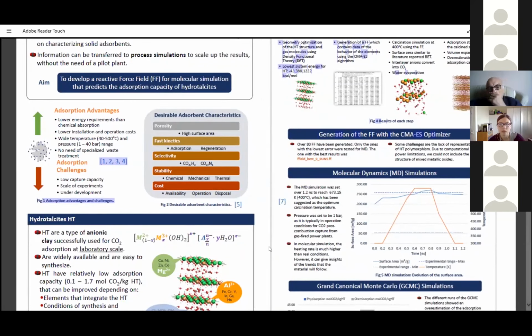I lost the train. Can you repeat the question, because I think I was diverging? I'm just wondering if we can consider other factors. Yeah. Okay. Surface area. Yeah.